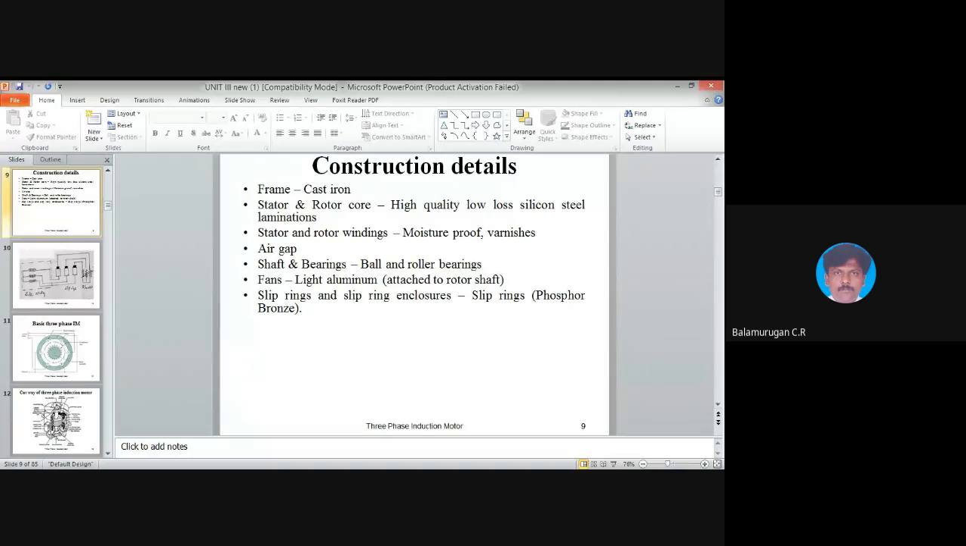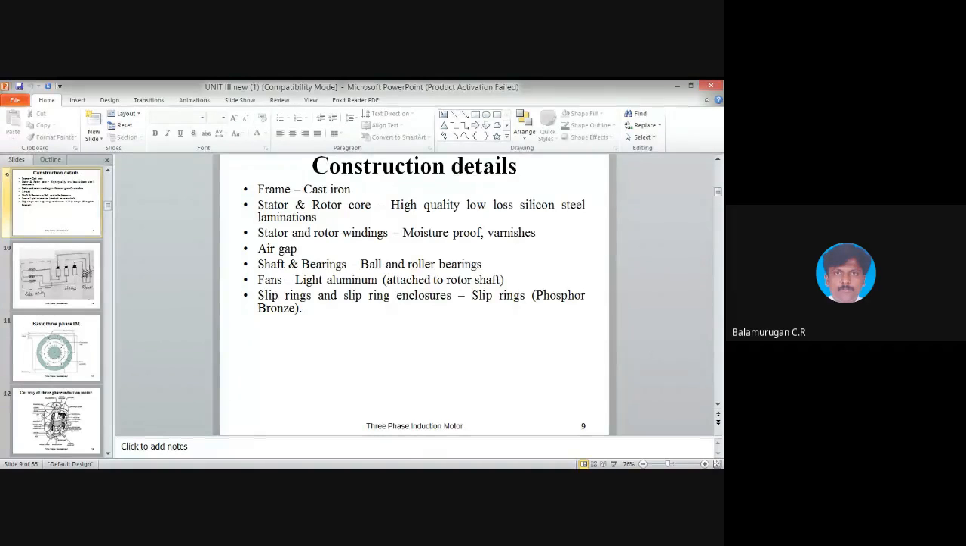The stator and rotor core will be made up of silicon steel lamination. And the stator and rotor winding will be copper windings. Over the copper conductor, we'll have a varnish coating, and it will be moisture proof. Otherwise, it will absorb the moisture available in the atmosphere, or in the air.